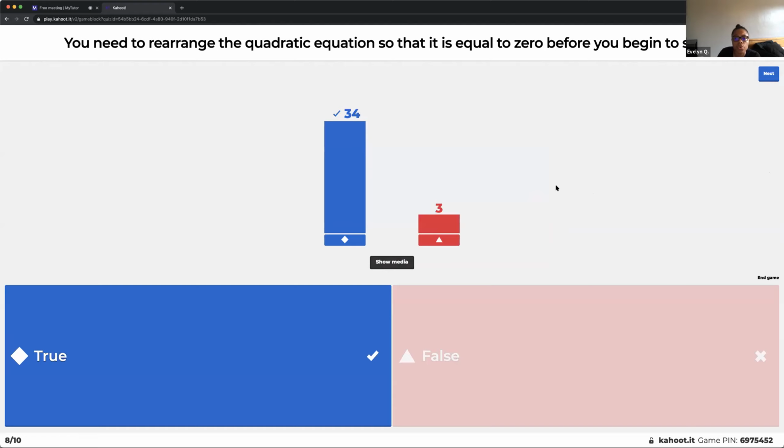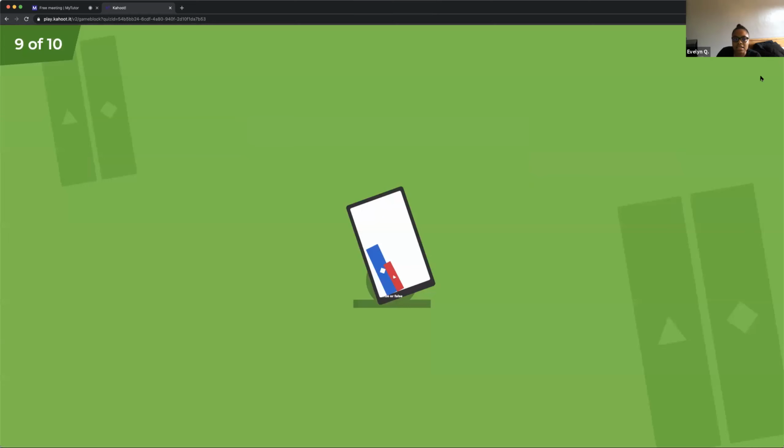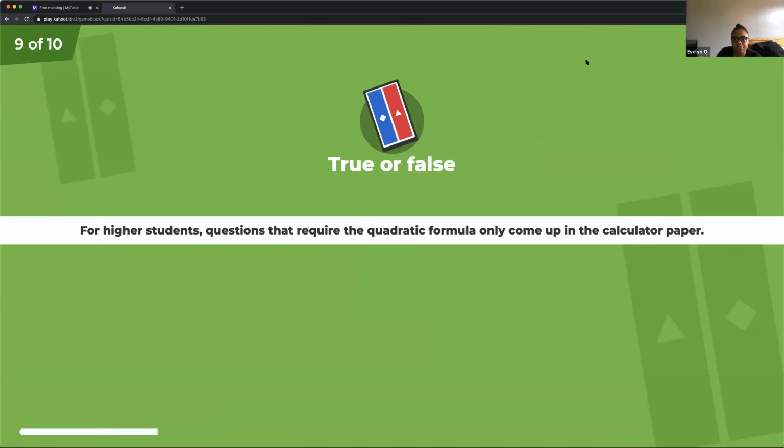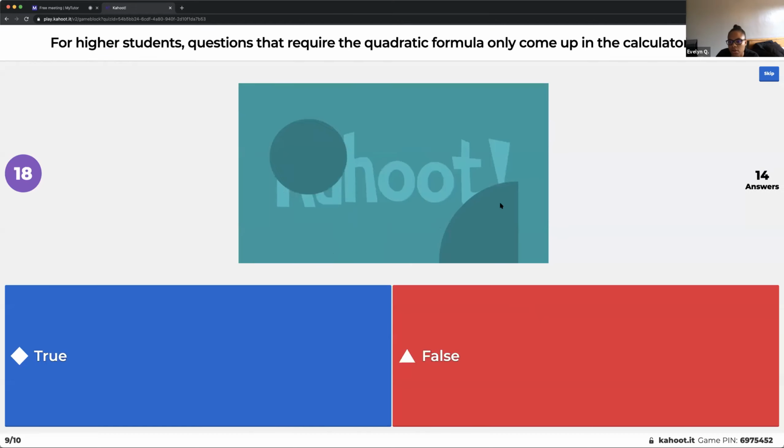Brilliant, it's true. Always set it equal to 0 before you start solving. It's very important. Brilliant. And second to last question. For higher students, questions that require the quadratic formula only come up in the calculator paper. Is that true or is that false?